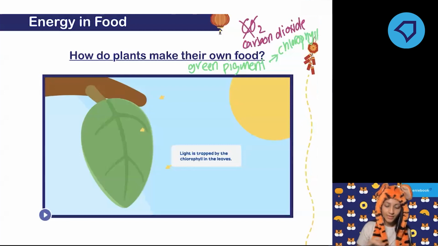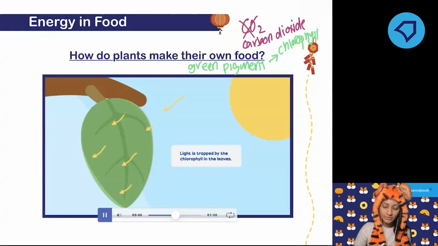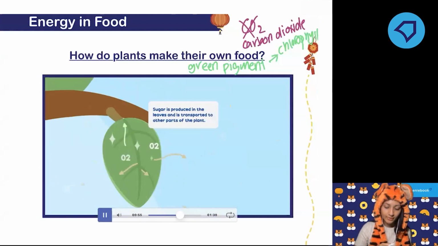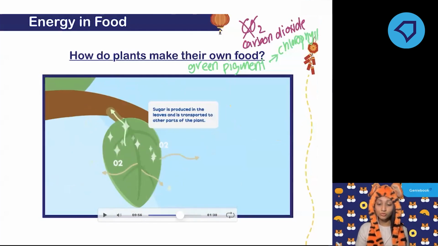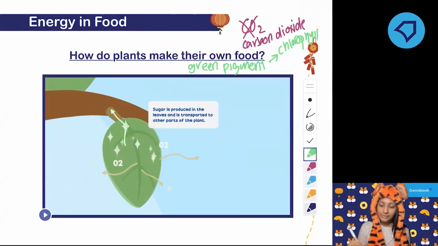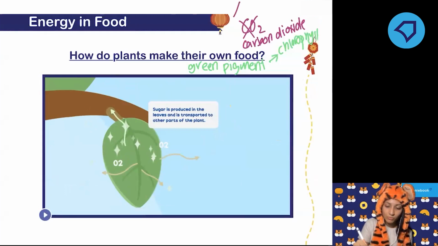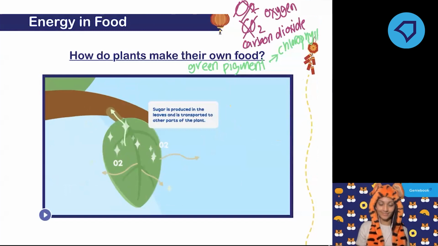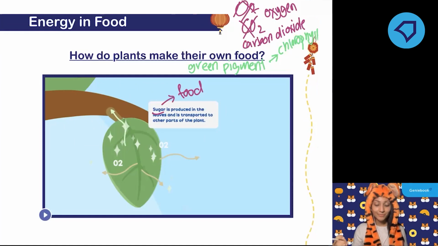Very good. So as a result of photosynthesis, this is what happened. Again, when you see O2, do not write O2. Please, please, please, I remind you one more time. Spell out oxygen. Don't take shortcuts. So then oxygen will be released and some of the sugar will be transported. Sugar will be the food for the plant, and it will be transported back into the various parts of the plant.